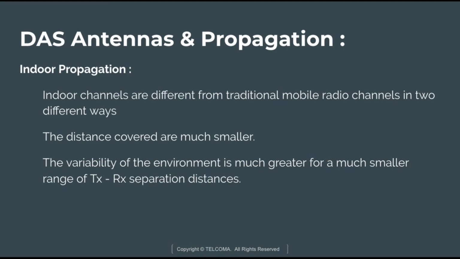Next is indoor propagation. Indoor channels differ from traditional mobile radio channels in two ways. The first is that the distances covered are much smaller, and the second is that the variability of the environment is much greater for a much smaller range of transmission and reception separation distances.